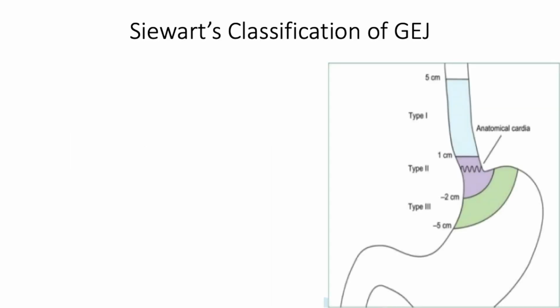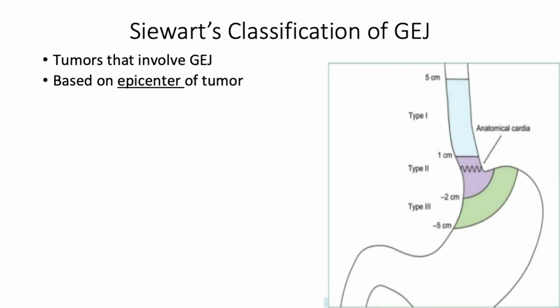So a quick mention within the realm of diagnosis and where the tumor is, we need to be aware of these Siewert classifications. So this is for tumors that involve the GE junction. This is a little more advanced for the interns. You probably don't need to know this stuff, but the more senior residents need to be aware of this classification. The location of the tumor, as we'll talk about here, is based on the epicenter of the tumor. So it's not the top end or the bottom end of the tumor. It's where the tumor is centered.